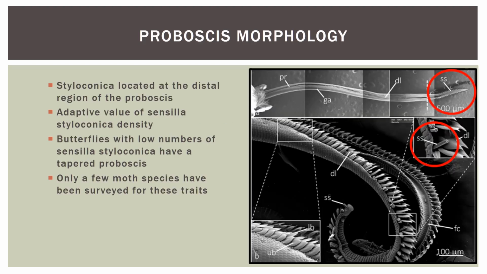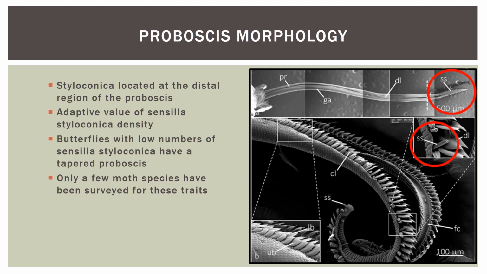So proboscis morphology is the shape and the structure of the proboscis. So the proboscis is the mouth part, the feeding part of a moth, a butterfly or a moth. And what you see in this top image here is the proboscis straightened, and that is a SEM, or scanning electron micrograph image of that straightened proboscis. And you see the tip that's circled in red there. Those are some structural features known as Sensilla styloconica. That's why it's SS.